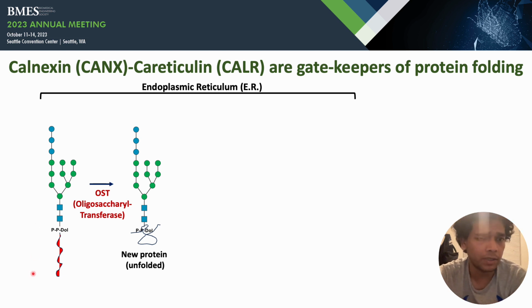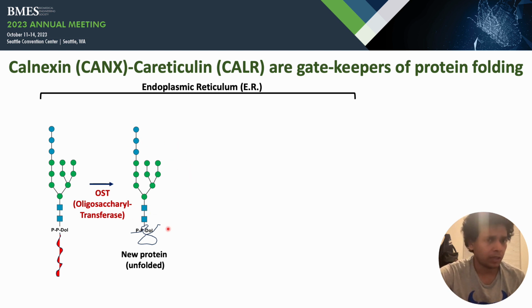reticulum. First, a dolichol precursor is formed. Part of this dolichol precursor, the mannose and glycan part, forms outside the endoplasmic reticulum, and after that it moves inside the endoplasmic reticulum, where three glucose monosaccharides are added to this dolichol precursor.